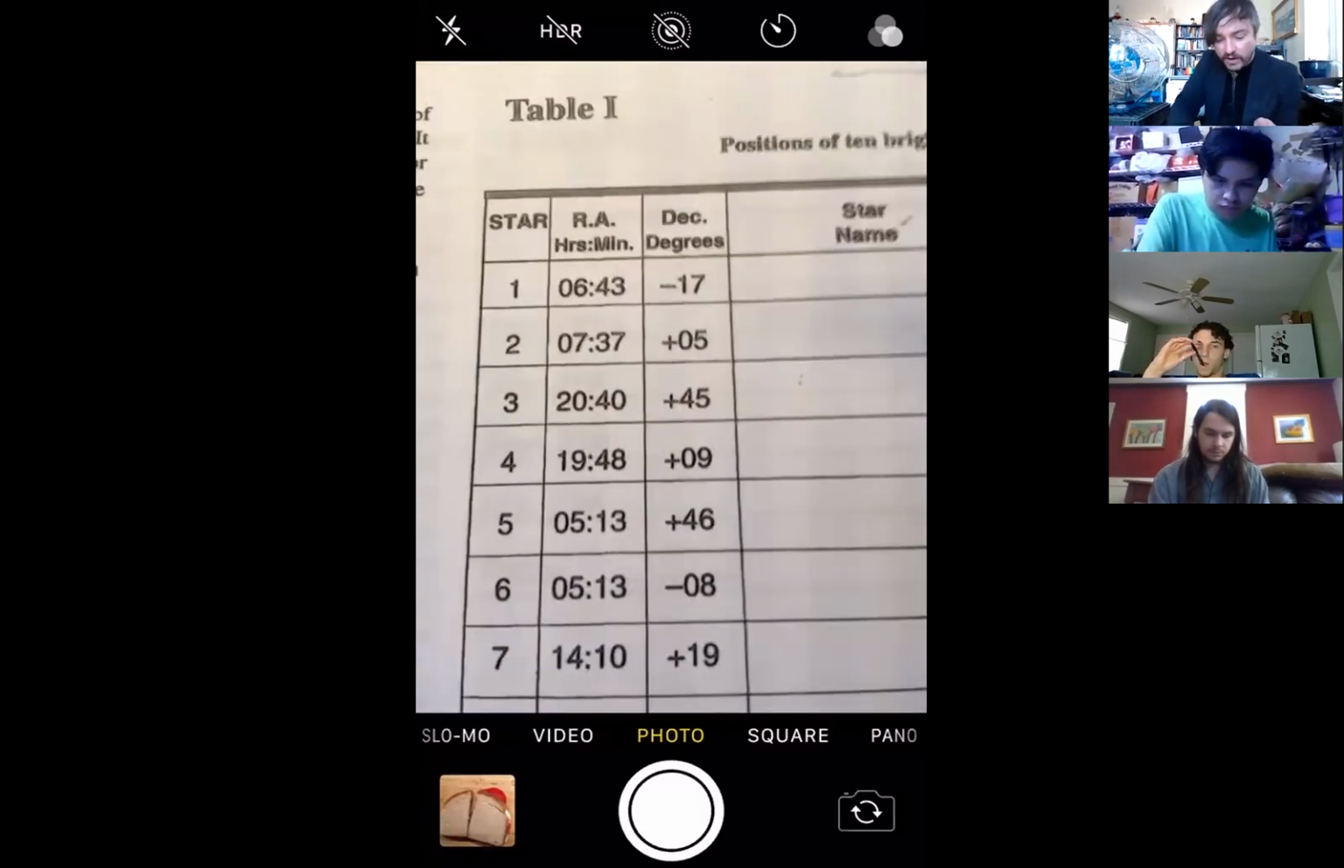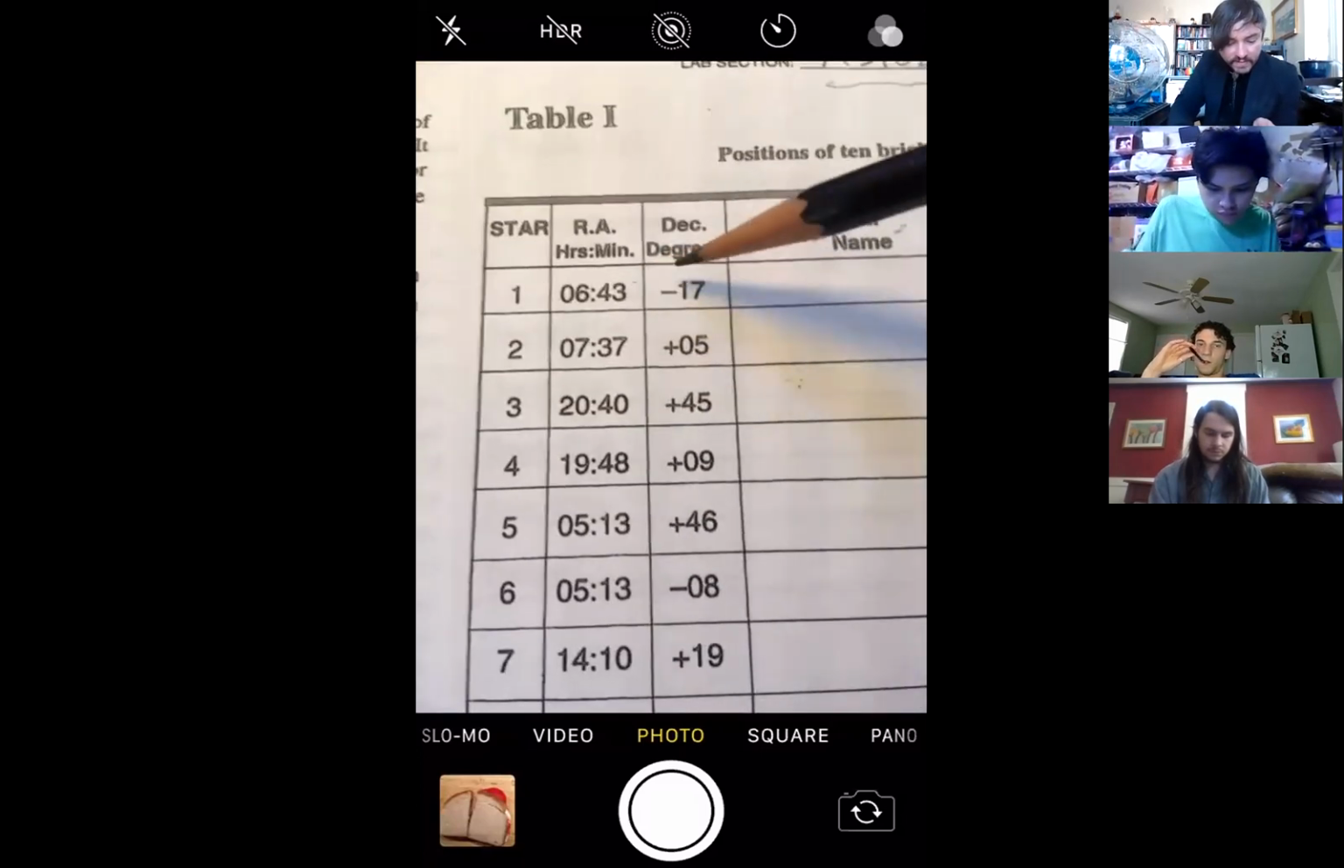Let's start with our first star: 6 hours and 43 minutes, negative 17 degrees. So let's see if we can find 6 hours here. I'm going to use my cue card. So here's 6 hours, right? And there's 7 hours of right ascension there. Where would 6:43 be?